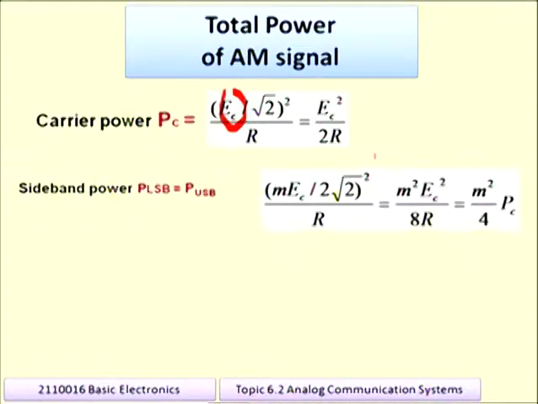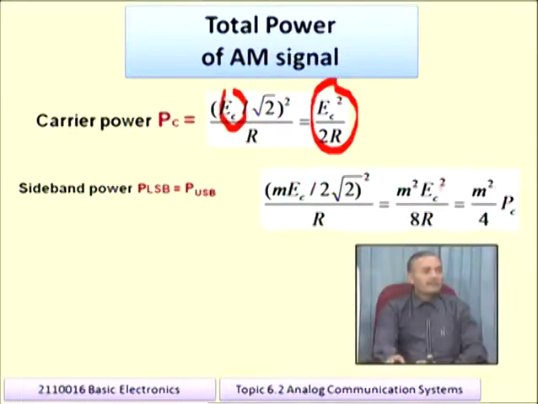Then similarly, sideband powers. The sideband amplitude, as we have calculated as per our equation, is M EC by 2. That is the peak amplitude of sideband. Then M EC by 2 divided by root 2 will give us the RMS value of sideband, and square of it divided by R. If you simplify this, it comes out to be M square EC square upon 8R. If you replace the value of EC square by 2R here, then it comes out to be M square by 4 PC. So this will be the sideband power required.